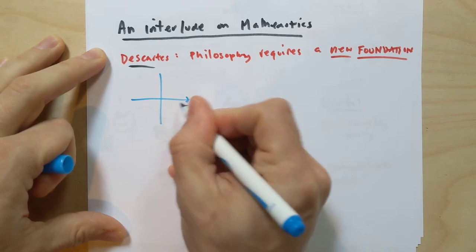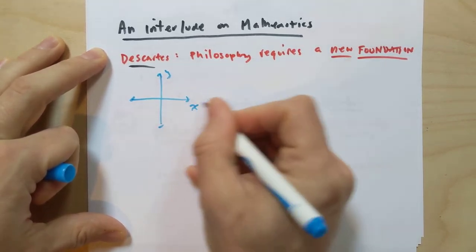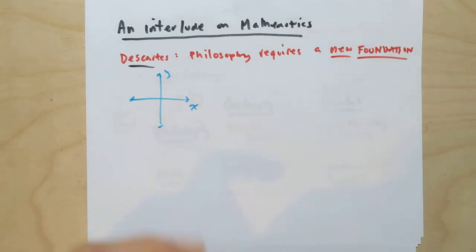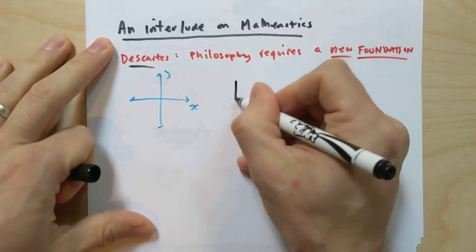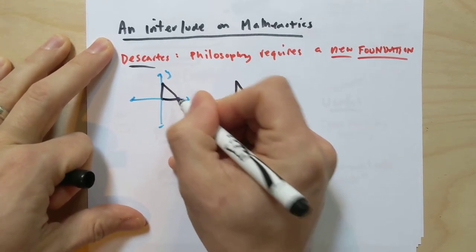Descartes really developed this guy right here. And what's this? You probably learned this in high school algebra. This is the x and y axis. This is called the coordinate plane. It's also known as the Cartesian plane. And what it allows, instead of just having shapes that are sort of just drawn on a flat surface, you're now able to sort of draw shapes on a coordinate plane.